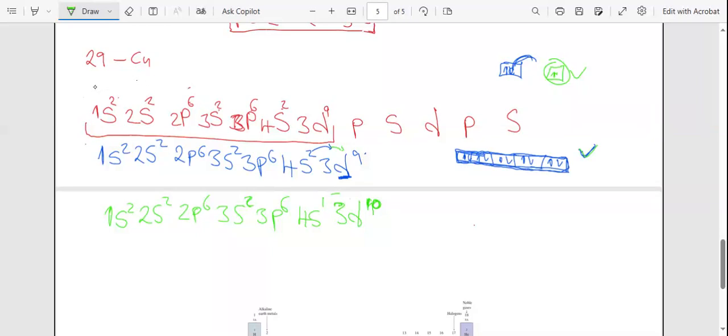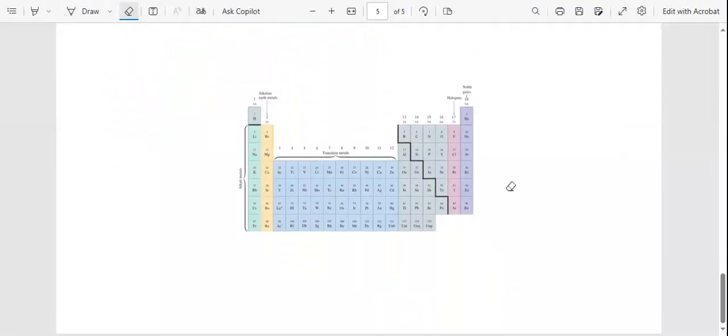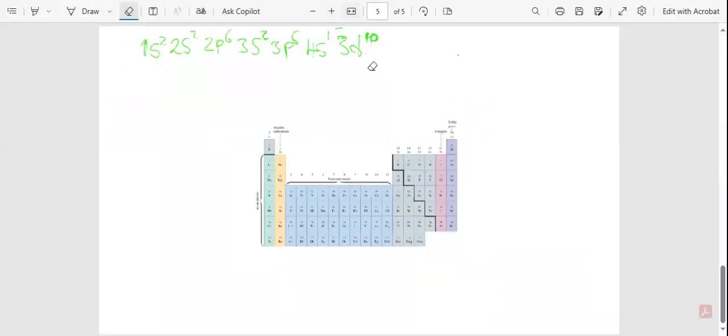So there's what we call noble gas electron notation. Noble gas electron notation looks like this. Have you seen this?